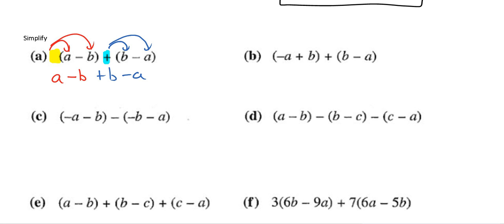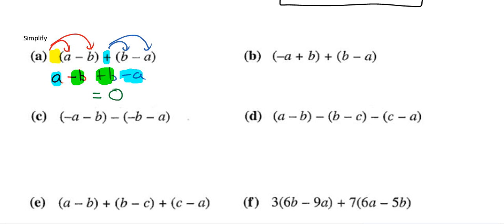All right, now we want to collect our like terms. If I combine this a with this negative a, that will give me 0. And if I have a negative b and add plus b to it, that's like negative 1 plus 1, which gives me 0 as well. So my final answer here is 0.